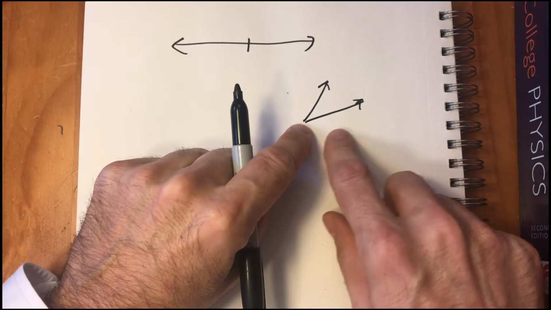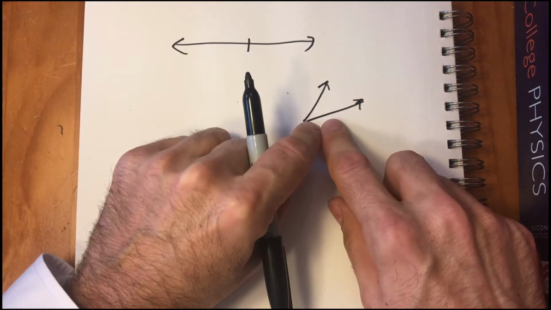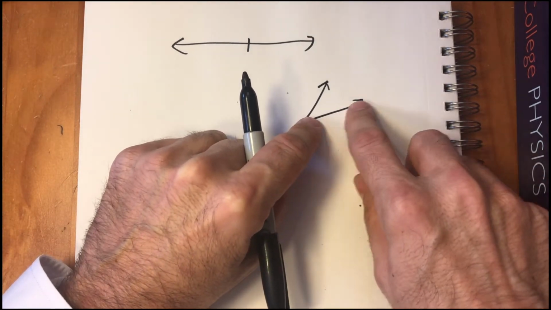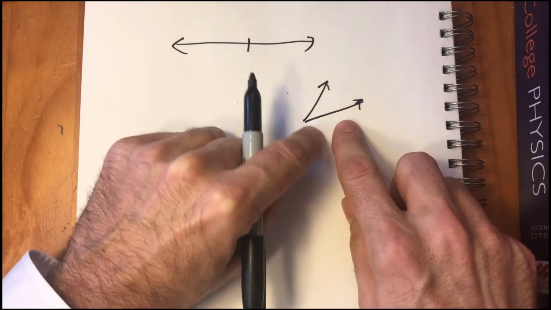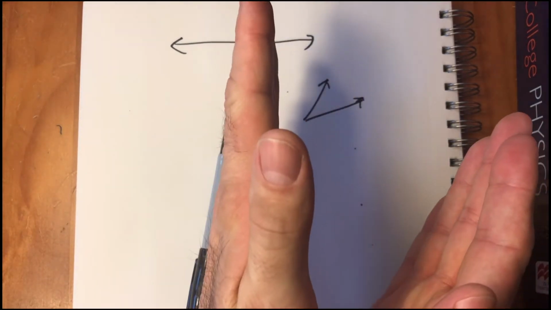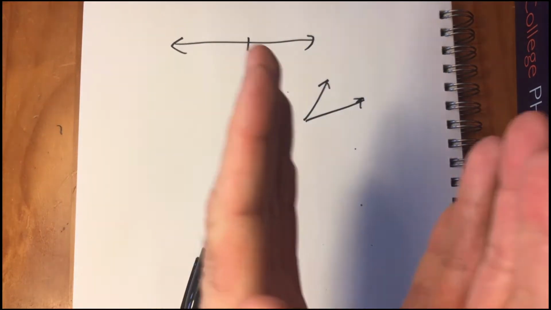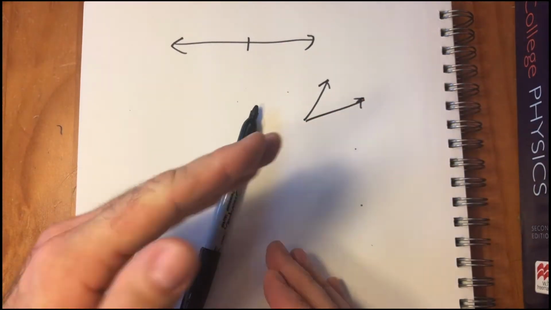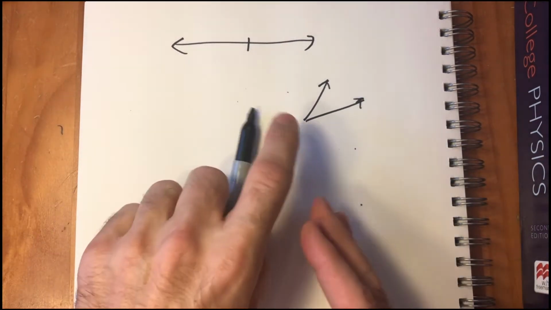If they were in the same direction, then this magnitude would scale this magnitude the full way. If this was 3 and this was 2, it would scale it, it would double it. But if it's not going in quite the same direction, then it's not going to scale it fully. You're going to end up with something less than that.